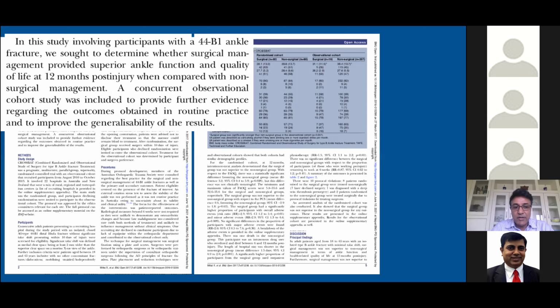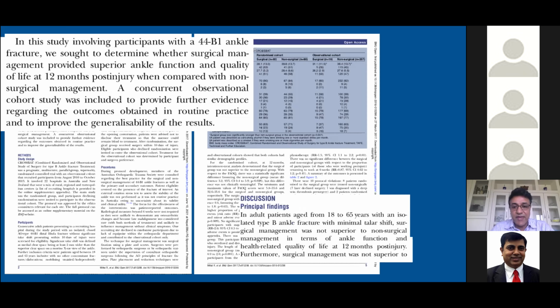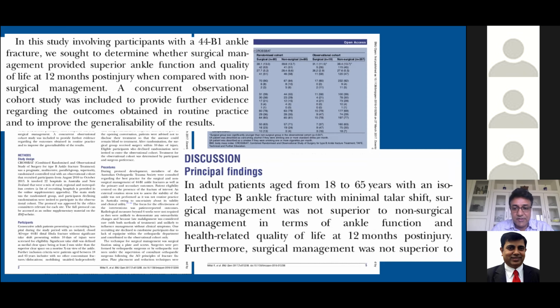And always when you start writing the discussion, you focus on the last paragraph of your introduction, where you have aims, the objective of your study or goal of your study, or you will mention your hypothesis there. And always in the discussion, start with that. If you read the discussion here, the adult patient is from 18 to 65 years with an isolated type B ankle fracture with minimal talar shift.